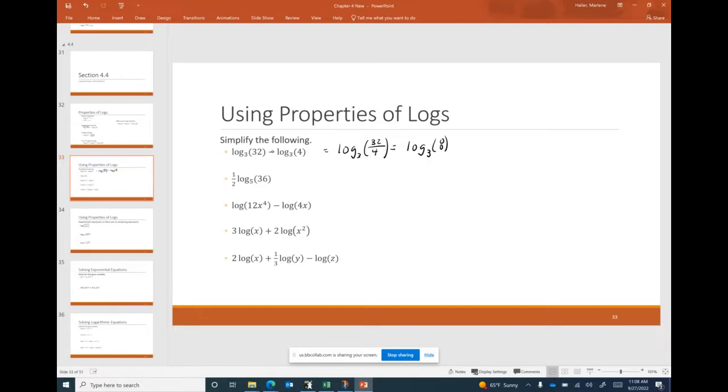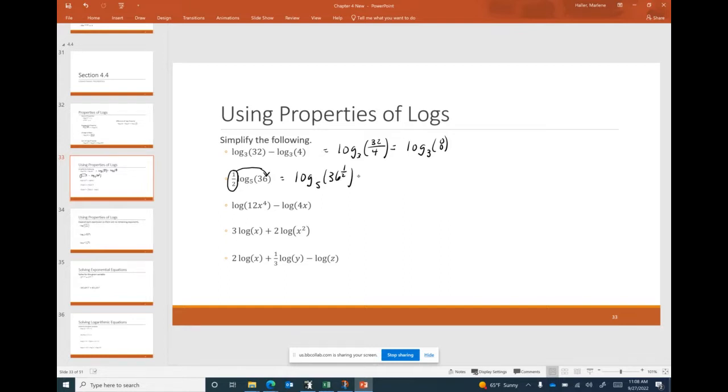Okay. How about this one? 1/2 log base 5 of 36. Well, you might glance at that and think that, gee, that's simplified, but I think we could simplify it further. We could use the exponent property of logarithms in reverse, right? And we could bring this coefficient, or this product, up and make it an exponent of the argument. So then we could rewrite that as the log base 5 of 36 to the 1/2 power.